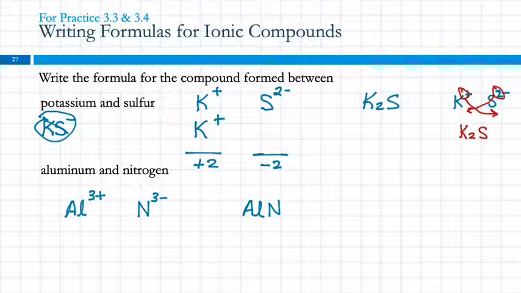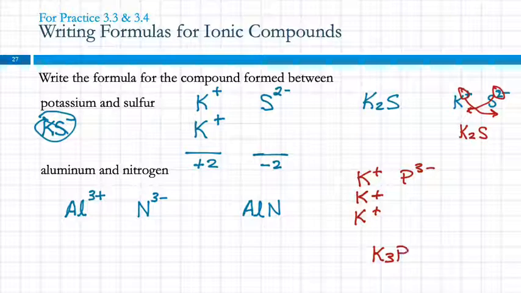Anybody else? So say it was instead of sulfur, it was like phosphorus? So if we had potassium with phosphorus, then I would need three potassiums so that the charges add up to zero. So that would be K3P. Or you could crisscross charges. Yeah. Good questions.